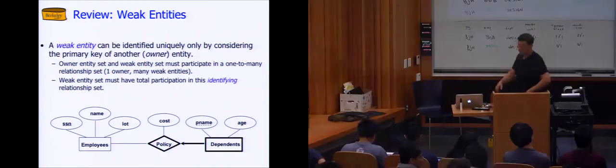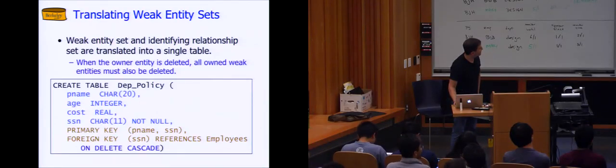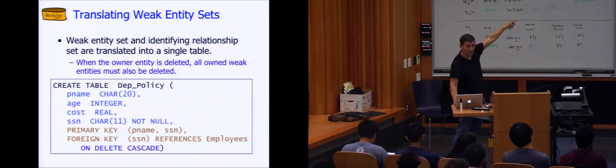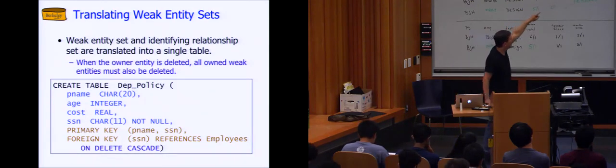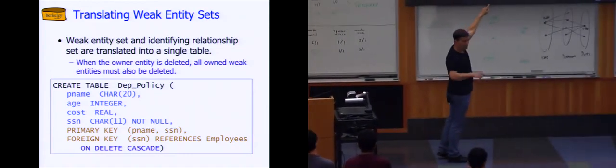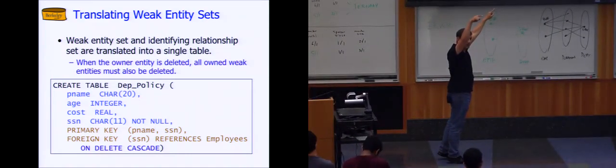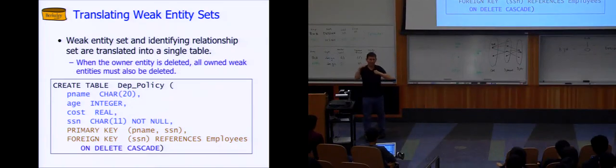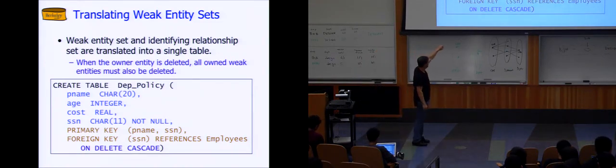So here's how it looks. Dependent policy. You've got your partial key pname, but the foreign key to employees is the rest of the key for that partial entity, right? So the name Dahlia is in pname, and my social security number is in SSN because it's pointing at my record in the employees table. And that's a unique identifier for my daughter Dahlia. She is Dahlia, the daughter of my social security number, right? And she's got an age and a cost and all that stuff. And the primary key here is the pname and the SSN.